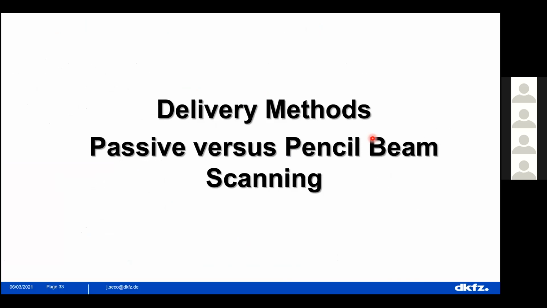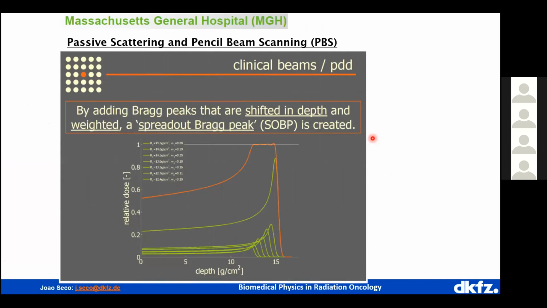There are 2 main methods of delivering protons: so-called passive scattering versus pencil beam scanning. The passive scattering system is the way to build a SOBP. I have my SOBP made up of multiple Bragg peaks. The intensity of each Bragg peak produces a small region where I'm going to treat the cancer.